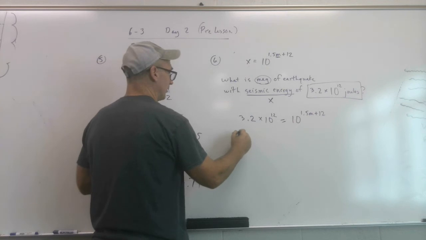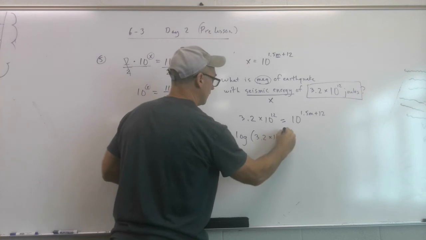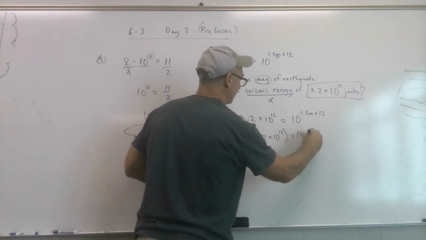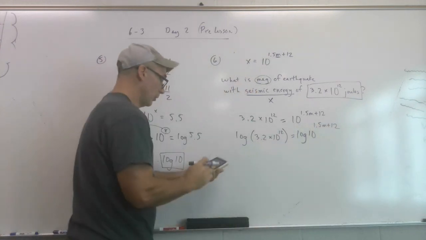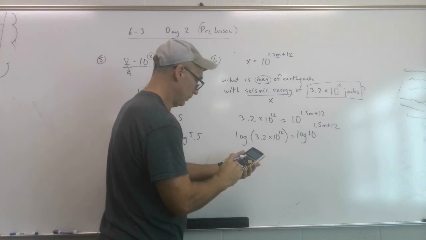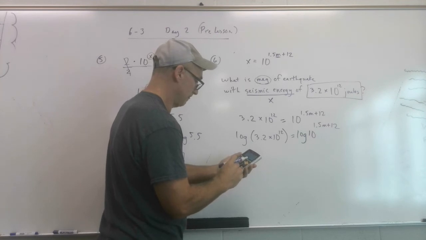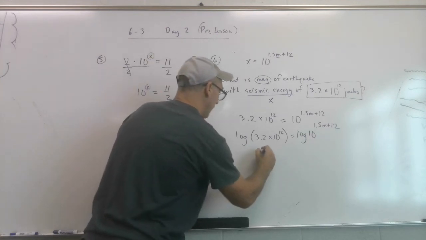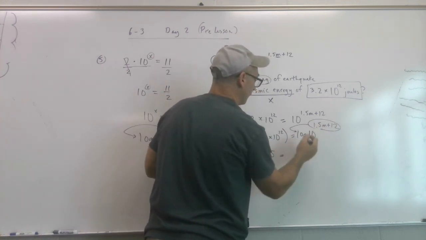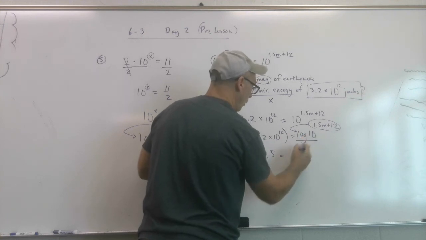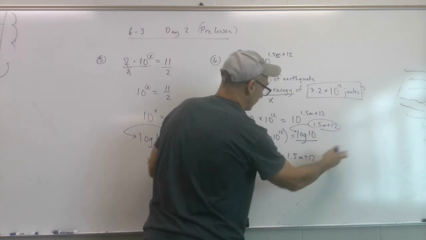That's why I'm going to slap a log on this side. And I'm going to slap a log on this side. And then get to work. So log 3.2 times 10 to the 12th power, 12.505. I'll just go 12.5. Now, what do we do with this? We're going to bring it in the front. Front of what? Log of 10. What is that? That's 1. So 1.5 m plus 12 times 1 is not going to change.